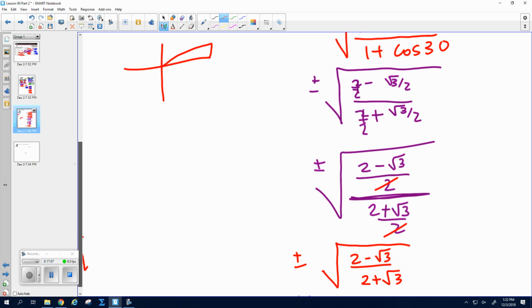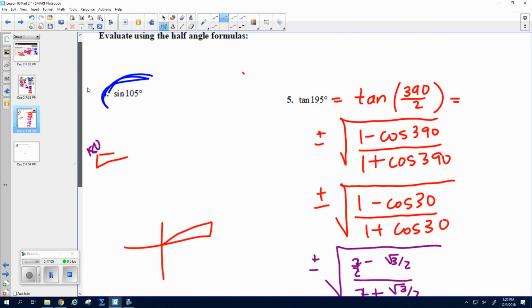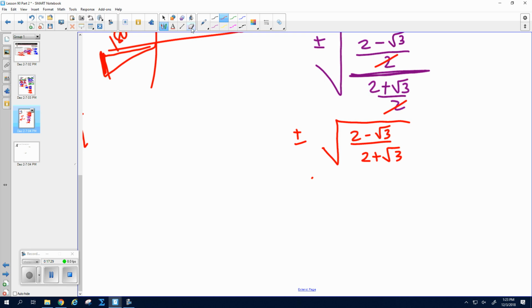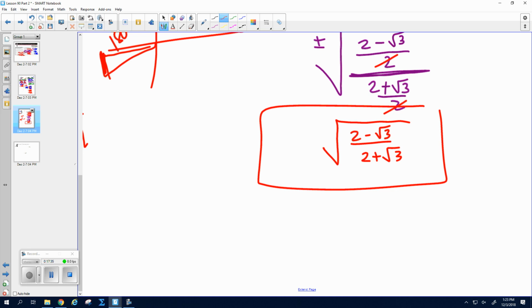But we do need to go back to our original angle and decide if the tangent is positive or negative. So I go back, and my original angle here is 195. So again, it goes 0, 90, 180. So 195 is like somewhere around here. So it's negative, negative. So is the tangent positive or negative? It is positive. So at the very end, if you want to just erase your plus minus, because it is positive, that's probably what I would do. Okay.